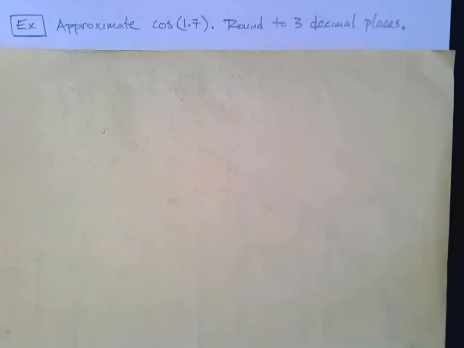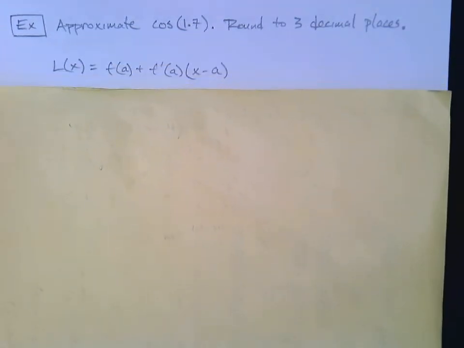Obviously, guys, back in the old days, they needed to take trig values of all kinds of radian measures that weren't pretty, right? They just do it at pi over 4 and pi over 3. They might have something like the cosine of 1.7. So we need a good approximation. Okay, we can get this with our linearization. So I'm just going to write down that formula again. L of x equals f of a plus f prime of a times x minus a.